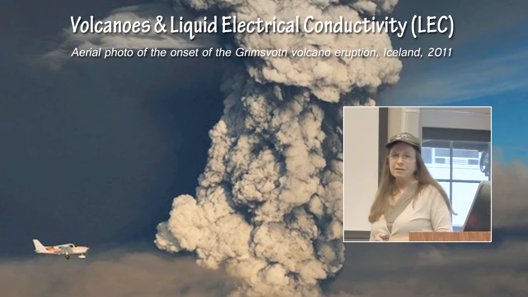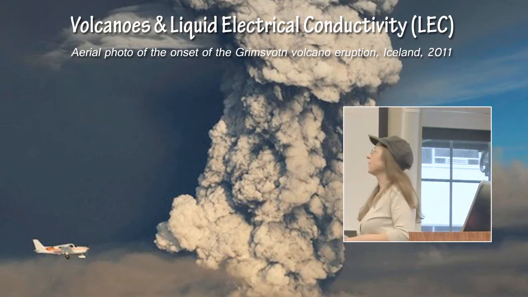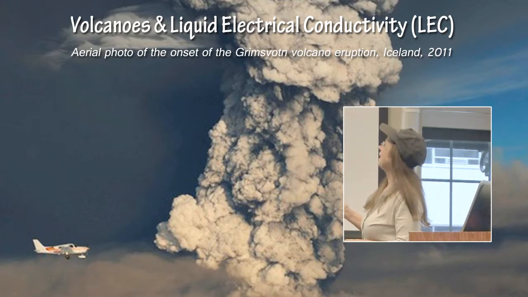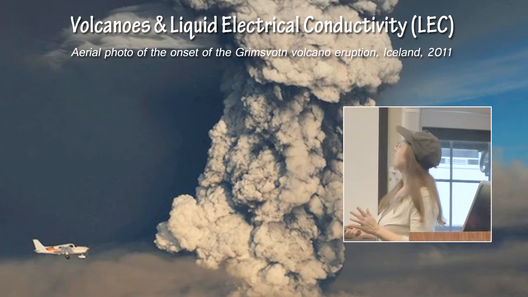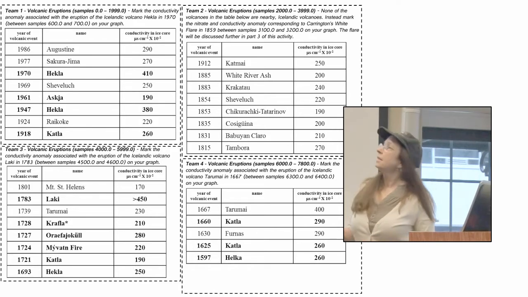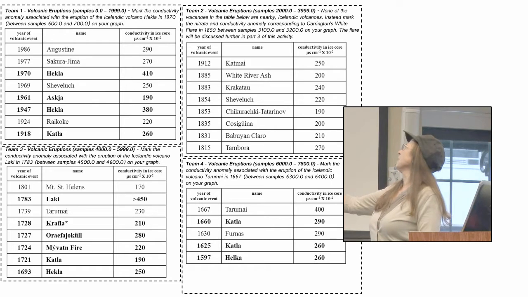So the first thing they're going to do are volcanoes. Now remember, we have these beautiful Icelandic volcanoes that we can absolute date. And this is the data. This is the data that Team 1 has, Team 2, Team 3, and Team 4.